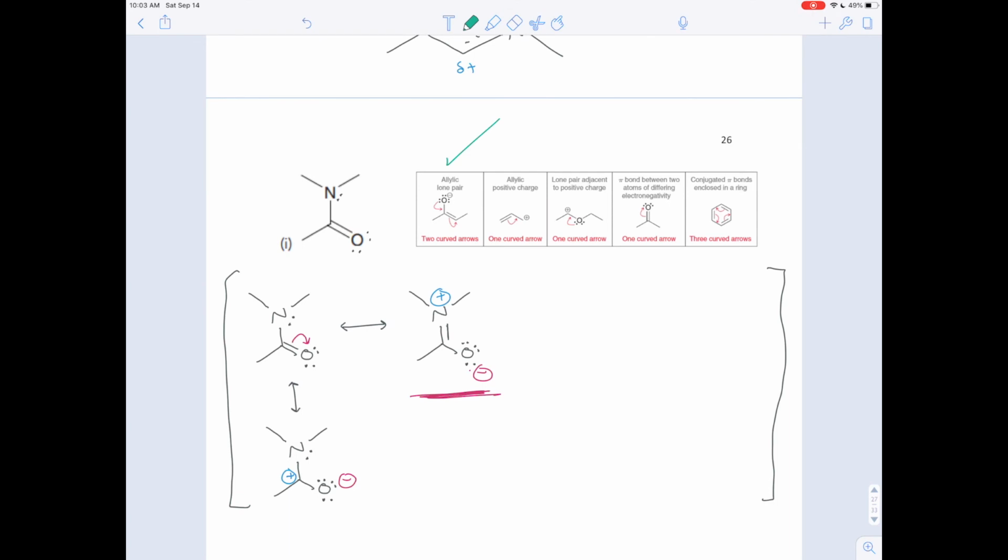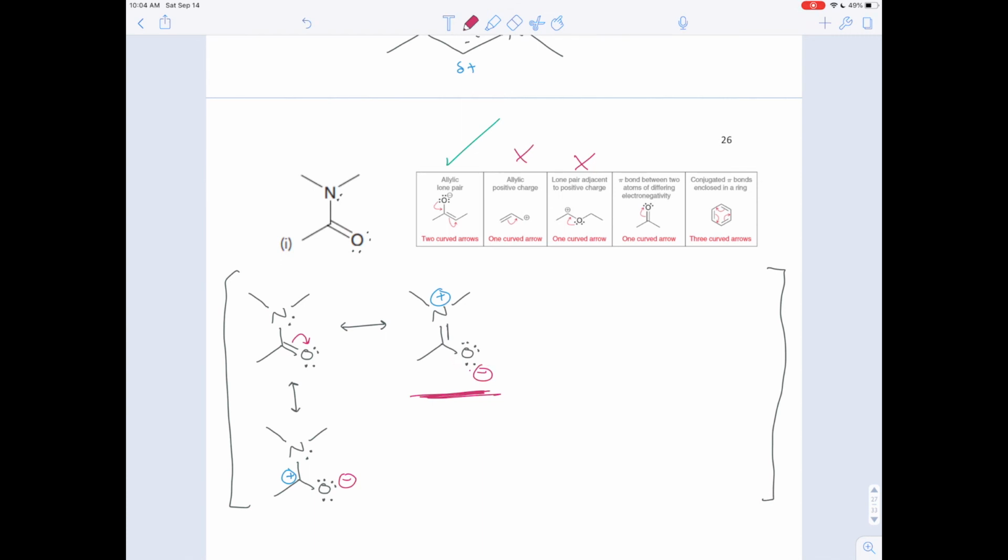Okay, next, do we have an allylic positive charge? We do not. We have a positive charge, but it's on an atom in a double bond. It's not 1 atom away. So we don't have that pattern. Do we have a lone pair adjacent to a positive charge? We don't. Our lone pairs are not adjacent to a positive charge. They're 2 atoms away from a positive charge. And so we don't have that pattern.